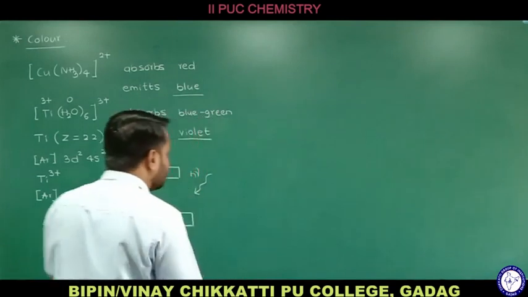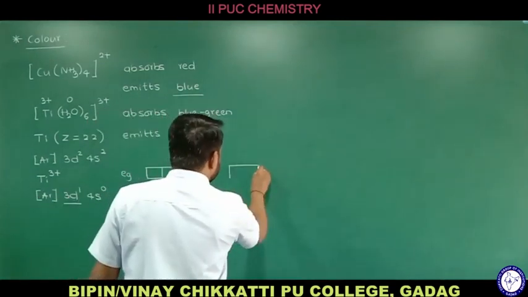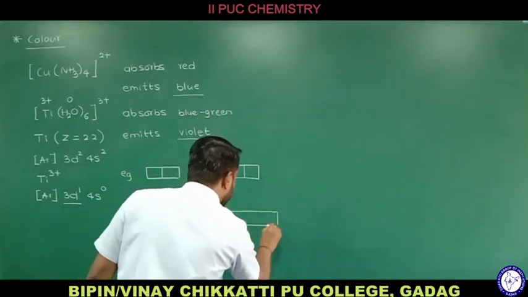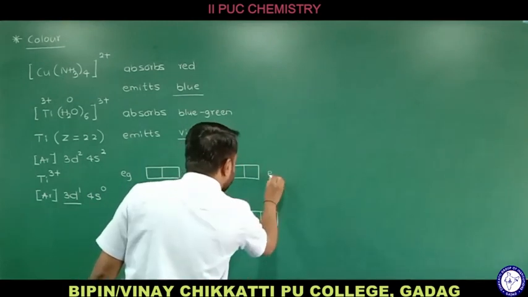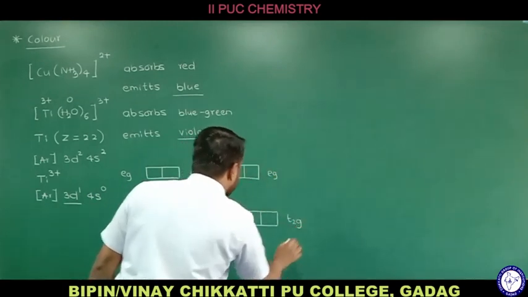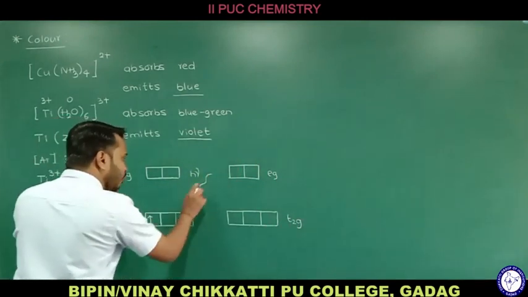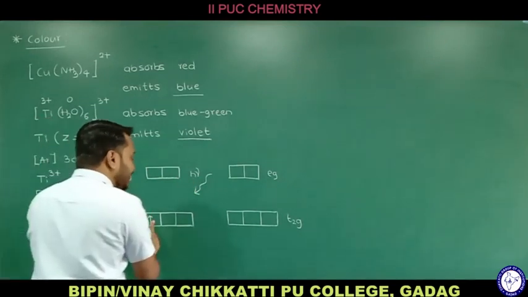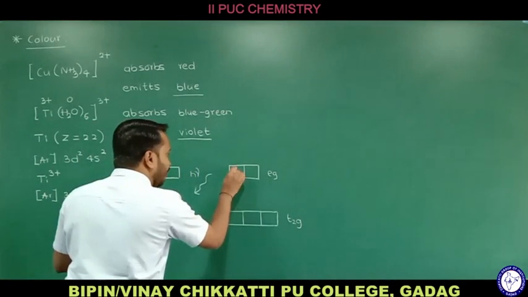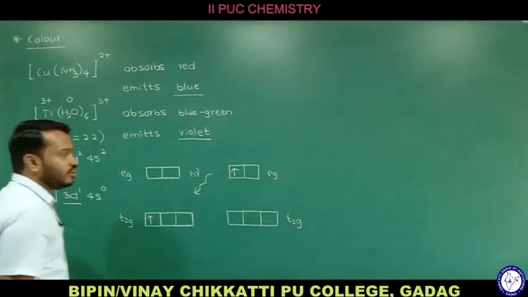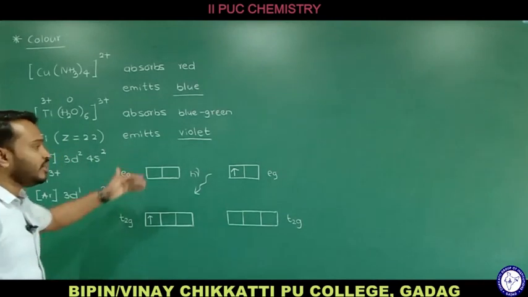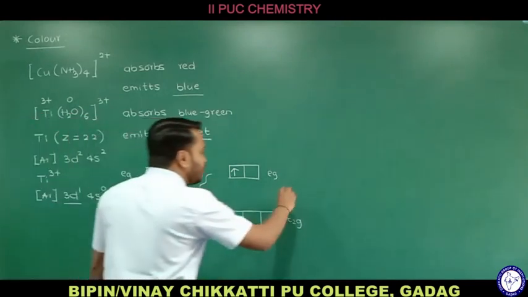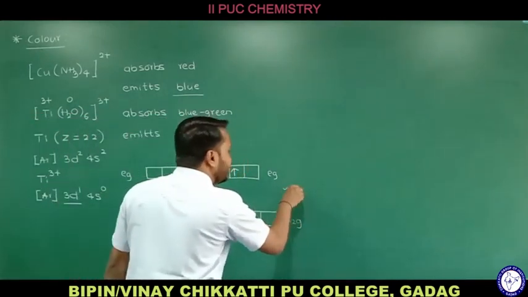How does the shift of the electron actually take place? This is what I am drawing now: this is Eg and this is T2g, and this is how we have one electron. When light of a suitable frequency h nu falls on this compound, the electron from T2g is shifted into Eg. So after passing white light, the electron will be here. Why is there a shift of the electron from lower energy level to higher energy level? Because there will be absorption of energy, and after this the compound is going to emit radiation of suitable frequency.